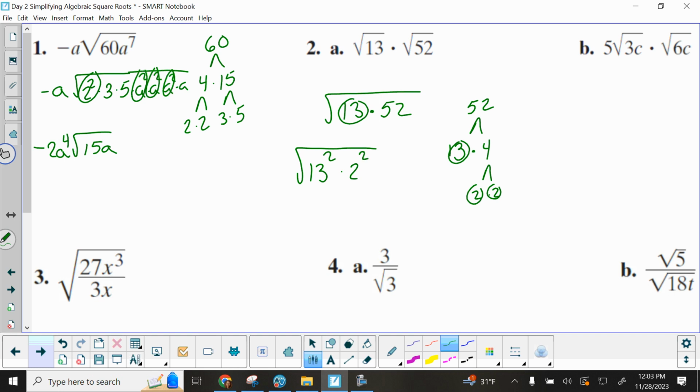Well, wait a minute here. They both come out of the radical. So I don't have anything left in the radical. I just have 26 outside.